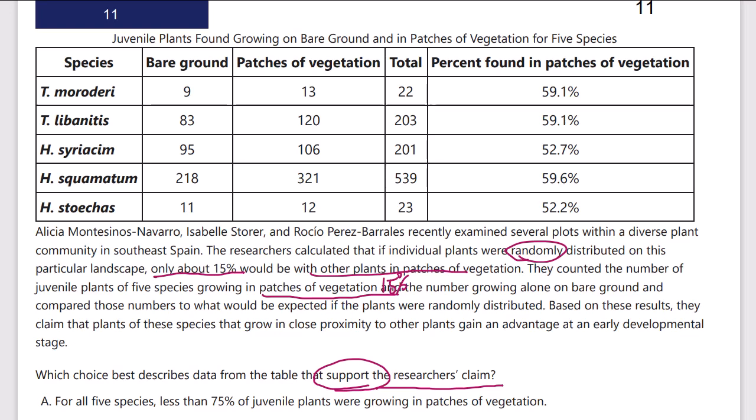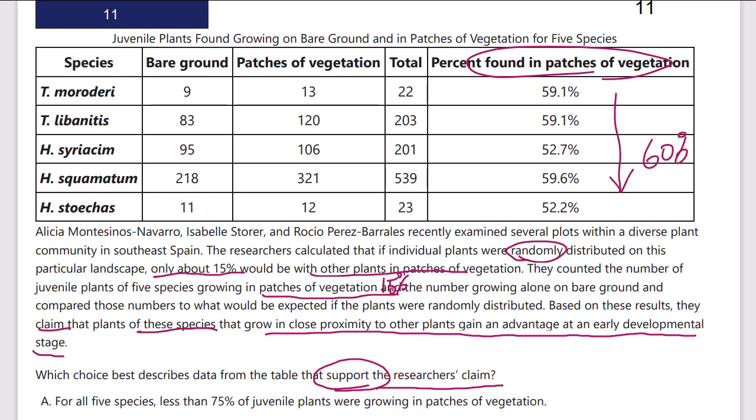Based on these results, they claim that the plants of these species that grow in close proximity to other plants gain an advantage at an early developmental stage. So again, if it's randomly distributed, they would expect 15% in and among the other plants. What do we actually get here? The percent found in vegetation is basically 60-ish% across the board, much higher than you would expect.